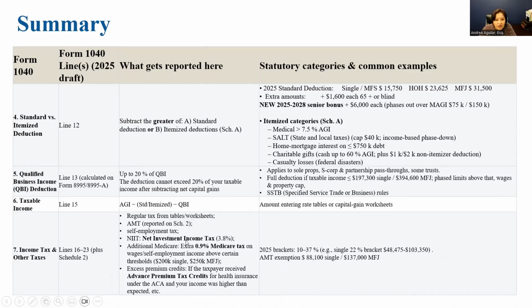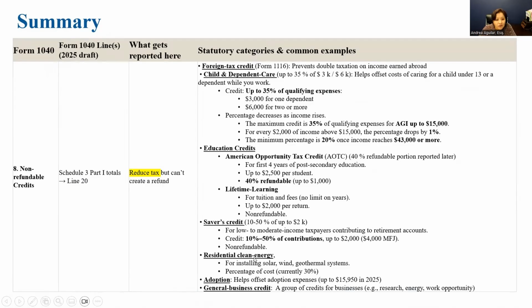We're going to get into more details here, but this is a summary that, like I said, I wanted to share with you. Now, in the world of credits, this is the chapter that we are going to cover today. We have multiple tax credits.